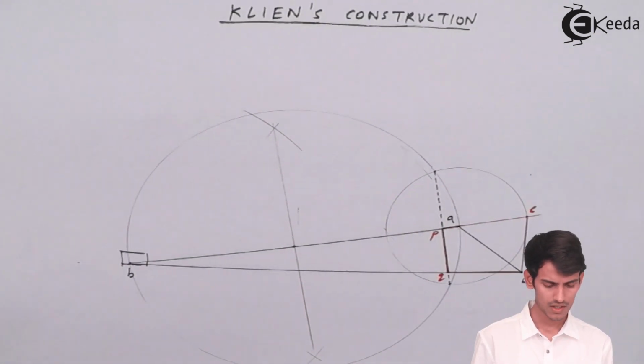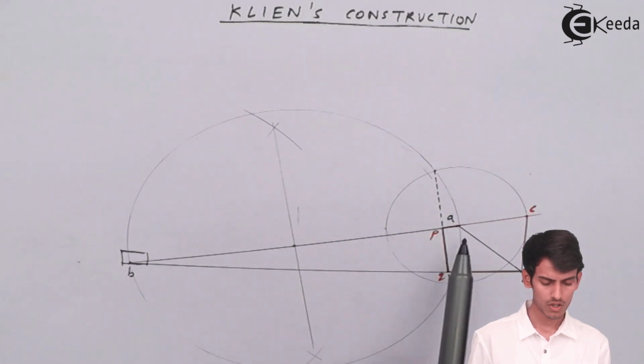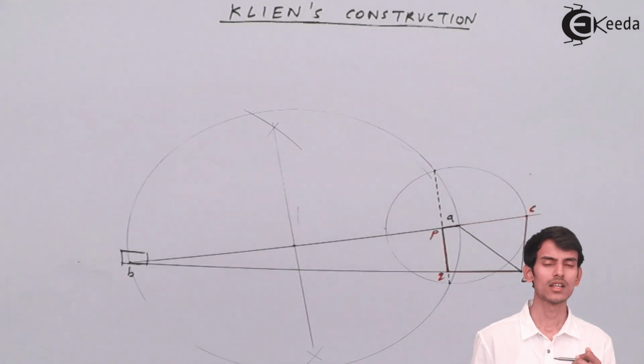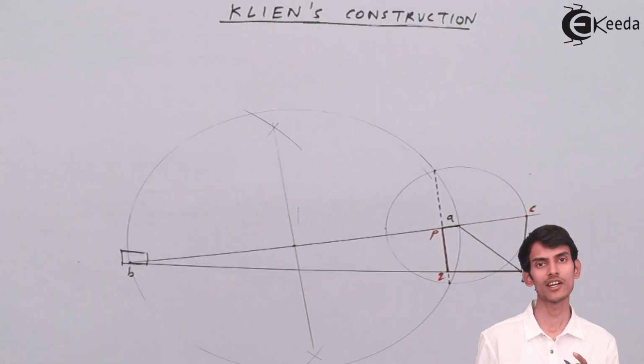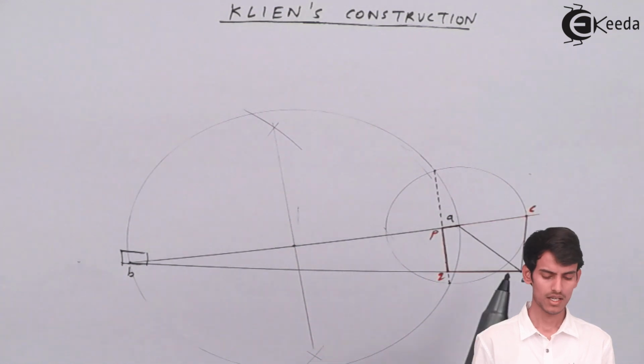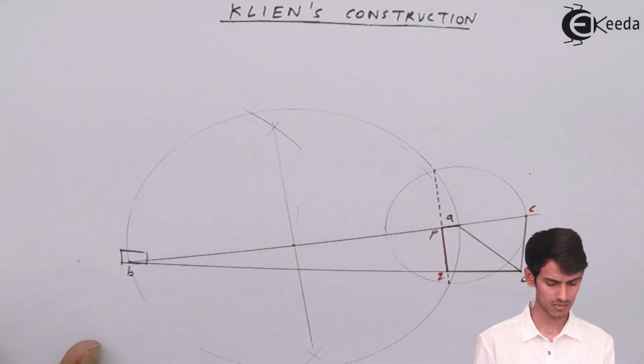Now, as you can see here, AP is the length which is along the connecting rod, and the radial acceleration is always along the link. So AP represents the radial acceleration of the connecting rod. It is very important, and there's also logic behind it.